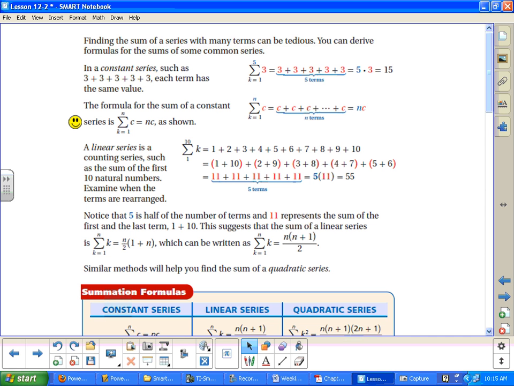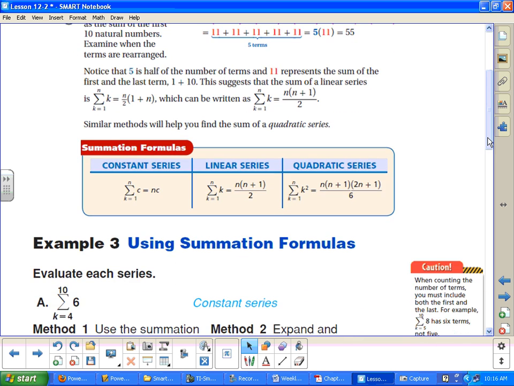Okay. If we have a linear series, that would be like k, then we have a formula that's going to go along with that. And we have one also for a quadratic. So we have some specific formulas here to use. Or, one of the things you guys will be able to do is use your calculator, which will do these things for you too, much easier.